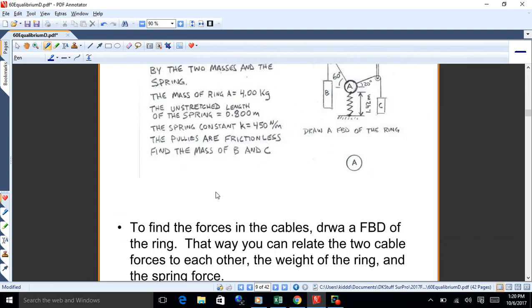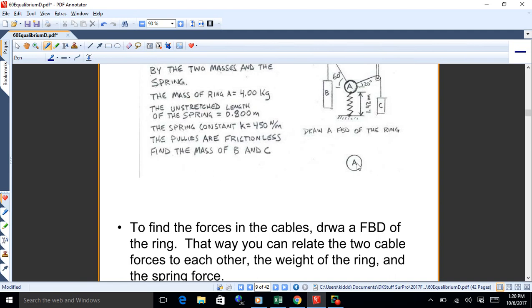Okay, so to find the forces in the cables, draw a free body diagram of the ring. FBD means free body diagram. My spelling's a little weak there on "draw," but anyway, you get the idea. Draw a free body diagram of the ring. That way you can relate the two cable forces to each other, the weight of the ring and the spring force. That's why we're choosing the ring.